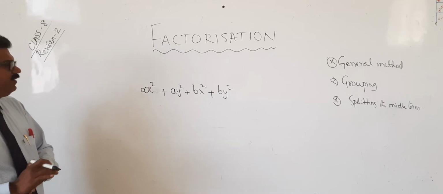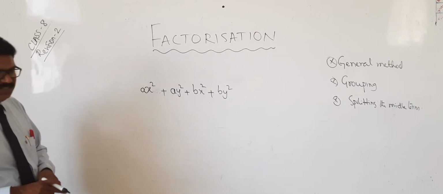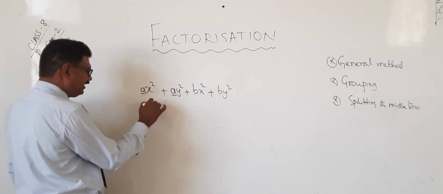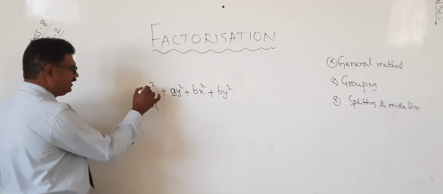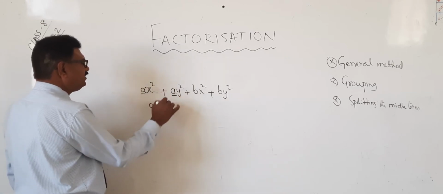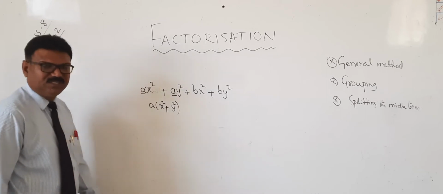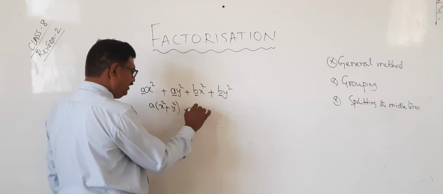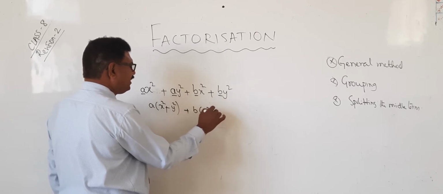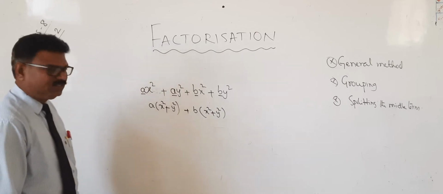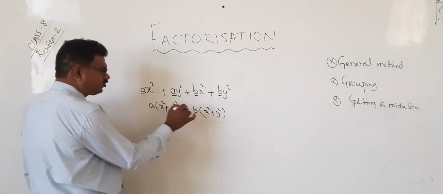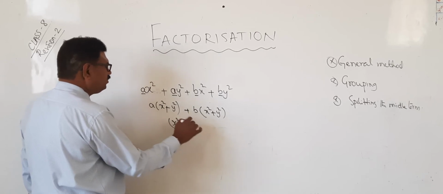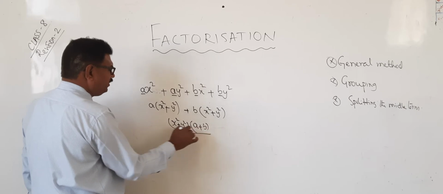This problem you can solve in 2 methods. First we will see like this only. Here a is there, here a is there. I will take a as common. So what is remaining here? X square. Here what is remaining? Y square. Plus. In this what is common? B. What is remaining? X square plus y square. Now again x square plus y square, x square plus y square. Write down x square plus y square into a plus b.